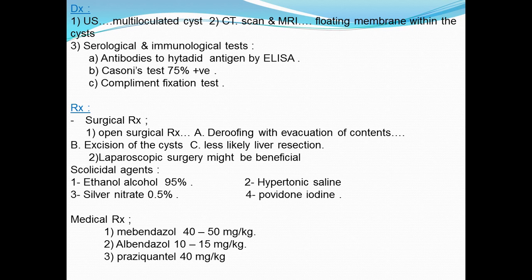Scolicidal agents used during surgery: 1. Ethanol alcohol 95%. 2. Hypertonic saline. 3. Silver nitrate 0.5%. 4. Povidone iodine. Medical treatment: mebendazole 40 to 50 mg per kg, albendazole 10 to 15 mg per kg, praziquantel 40 mg per kg. We usually use albendazole 10 to 15 mg per kg after surgery to prevent the recurrence of hydatid cyst.